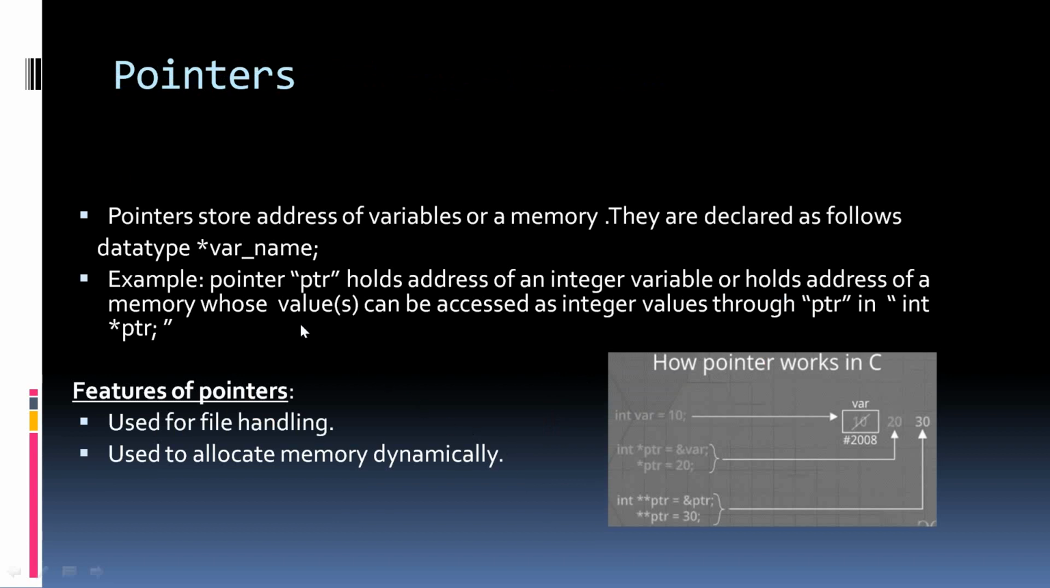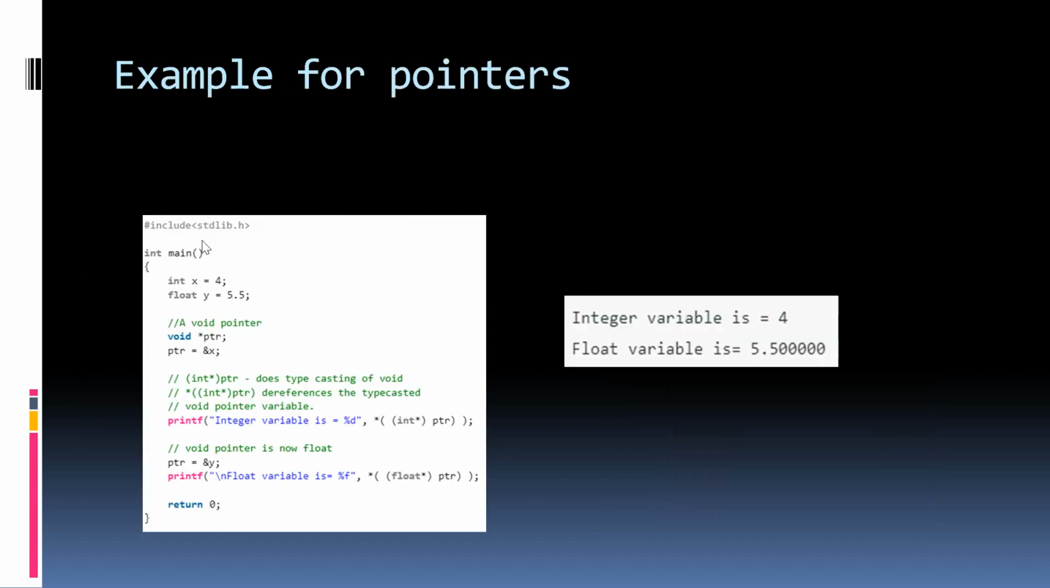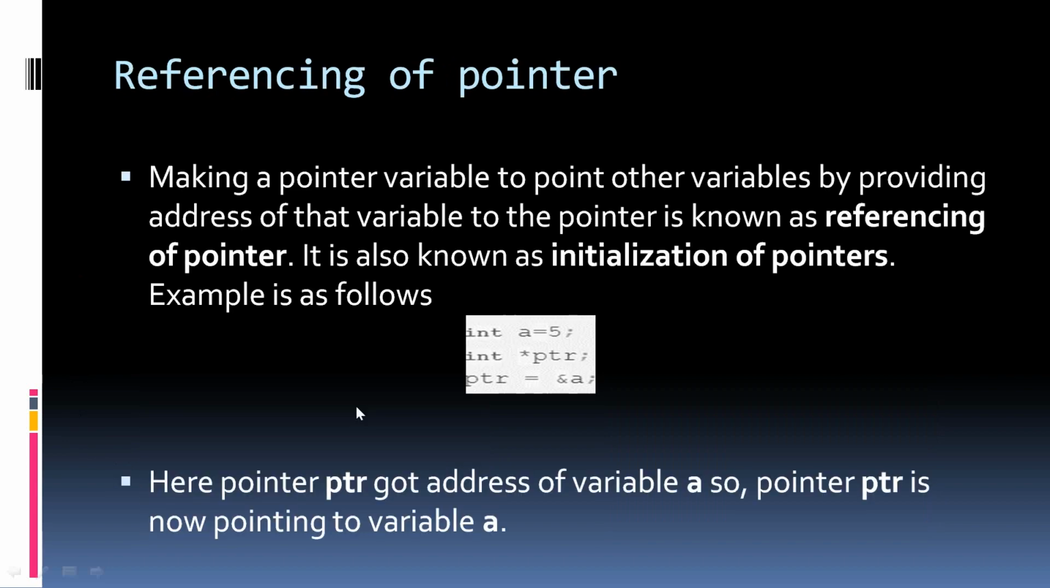Next, we see pointer. Pointers store the address of a variable or a memory. They are declared as data type, star, variable name. And what is the feature of a pointer? The feature of a pointer is that it is used for file handling and to allocate memory dynamically. Next, this is how we represent a pointer in C language.